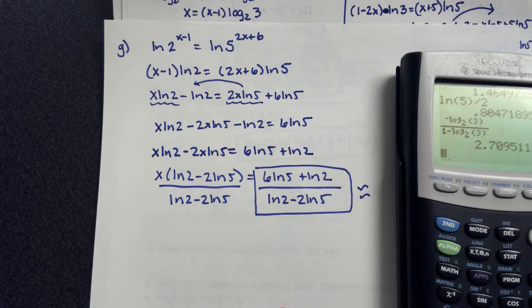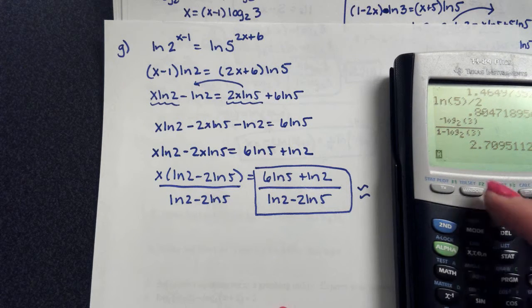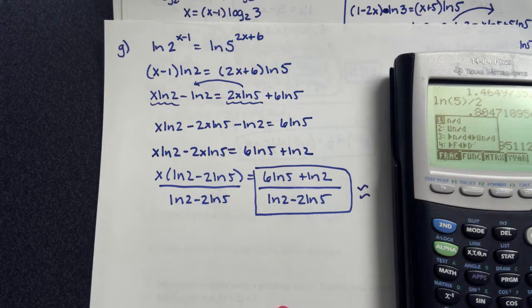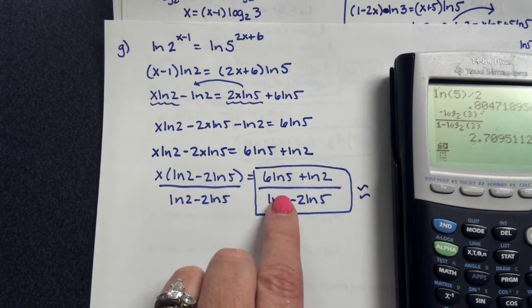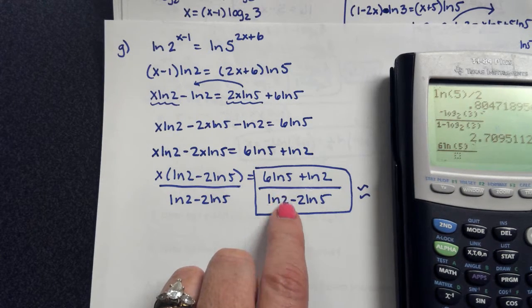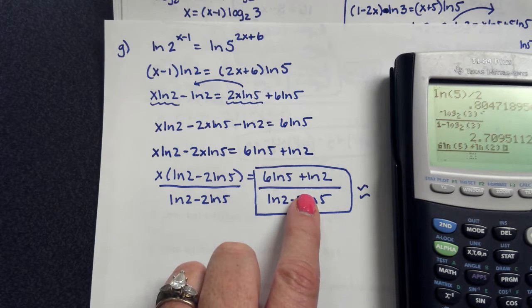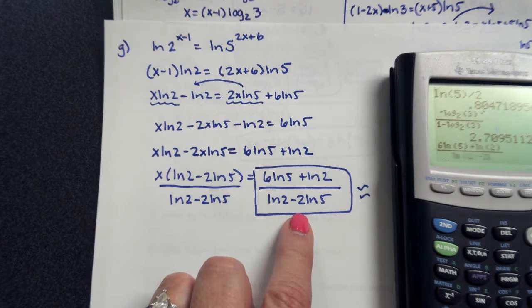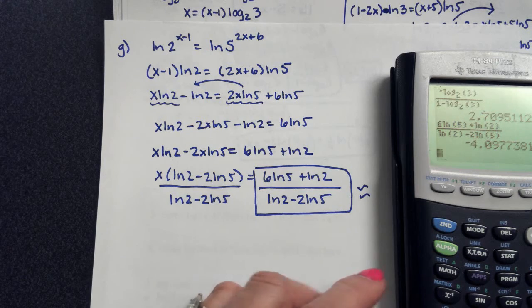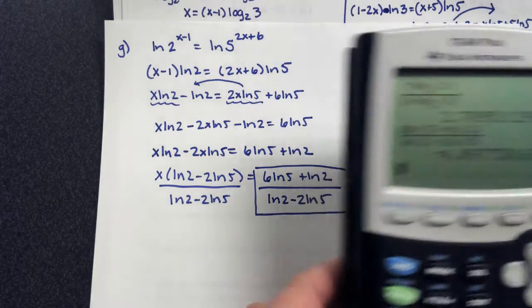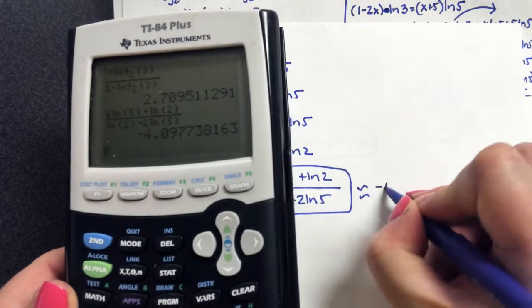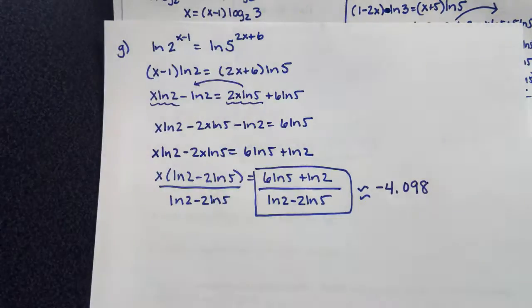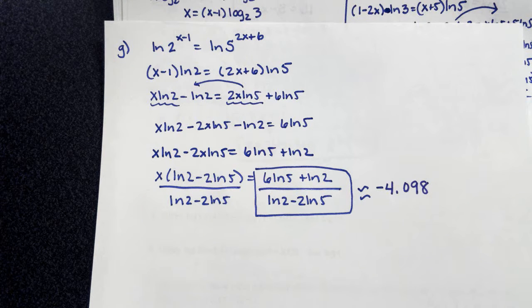So again, remember, I definitely recommend using that fraction bar, which is located under alpha window, alpha y equals, excuse me. So you have 6 ln of 5 plus natural log of 2 over natural log of 2 minus 2 natural log of 5. So negative 4 point, when I round to 3 decimal places, that's going to be negative 4.098. So any questions on G?